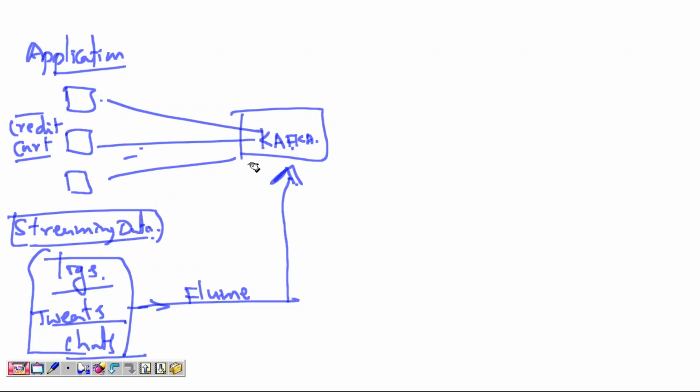But there is a problem with Flume. Why we are integrating Kafka is because there is a problem with Flume. Flume cannot give you a 100% delivery guarantee, point number one.